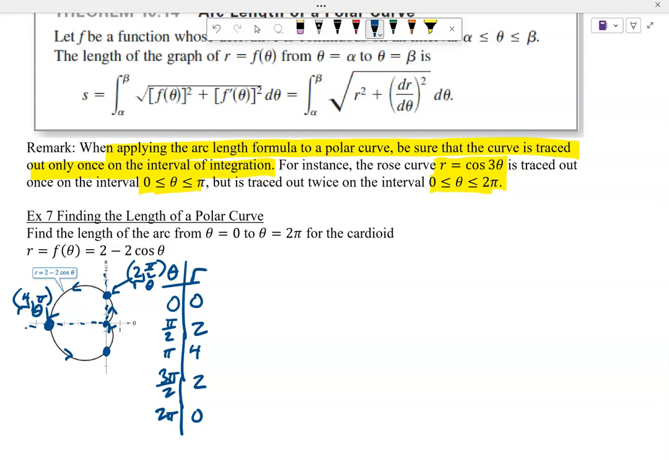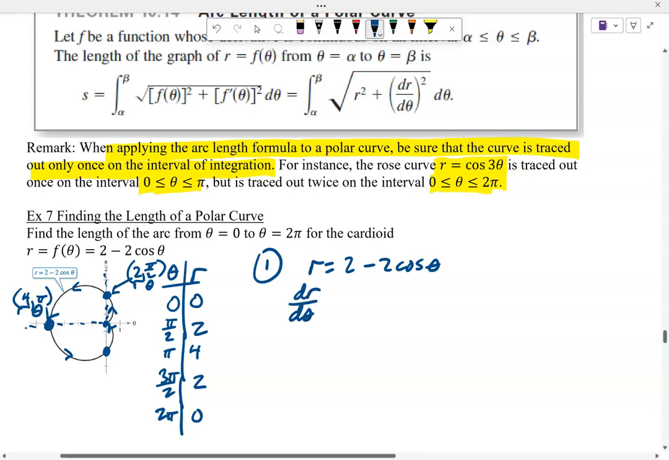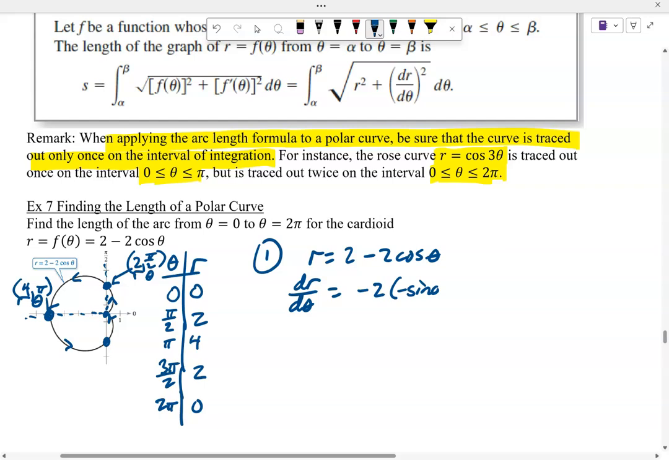So I do want to go from 0 to 2 pi, which would take that around once. So when I'm finding the arc length, I'll do that. Now for the arc length, we're going to have to take the derivative of r here, so dr/d theta is involved. Let's go ahead and find that. Derivative of 2 is 0, so the constant stays there. Derivative of cosine is negative sine. And so dr/d theta is 2 sine of theta.